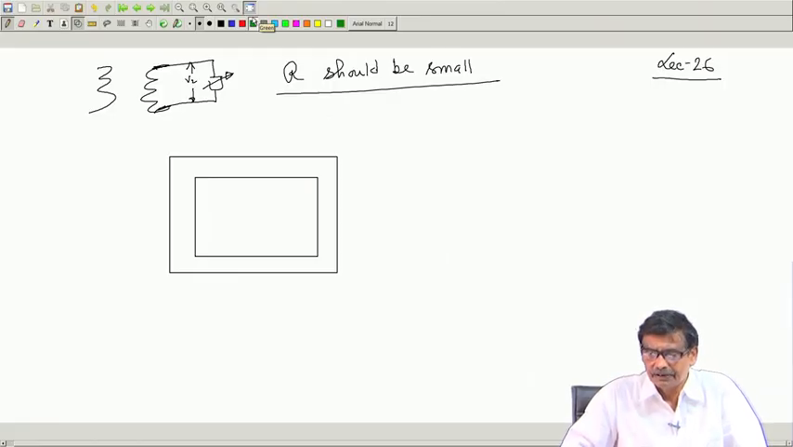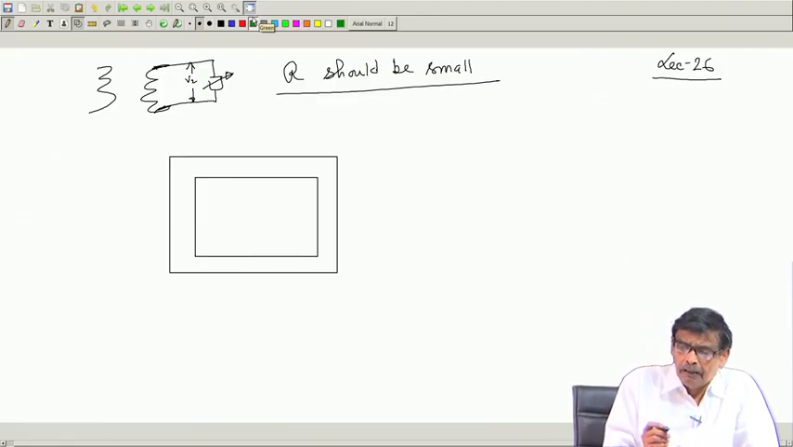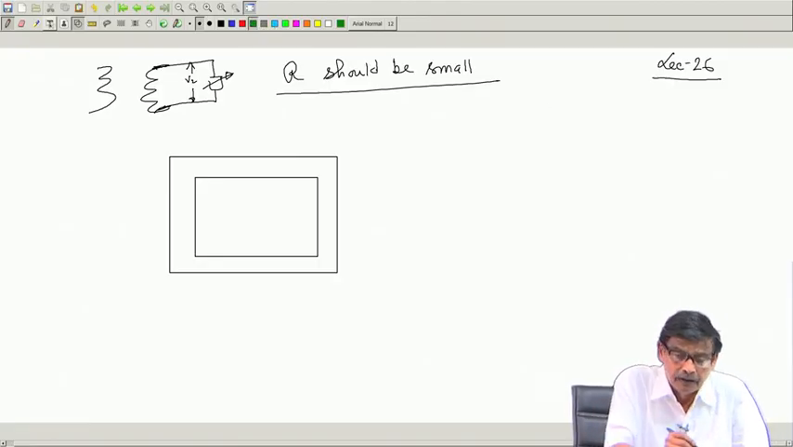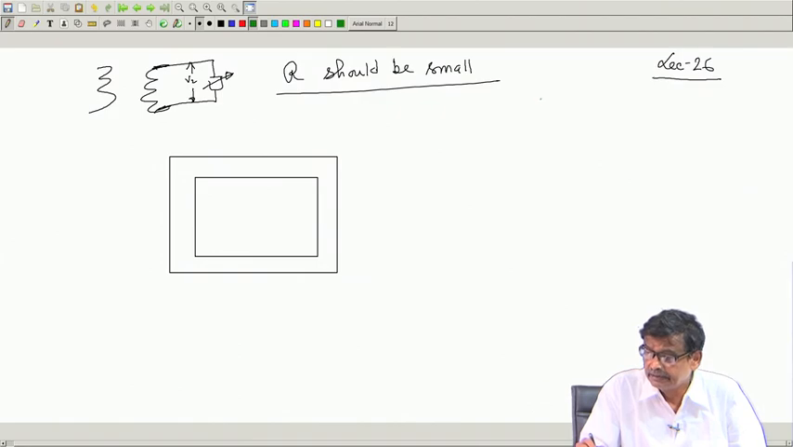R1 and X1 you cannot play much with them, because the number of turns is fixed based on the voltage ratings, and you will be using copper. So, resistivity is there, R1 will be there, but X1 is because of the fact that, as I told you, this I will draw roughly.